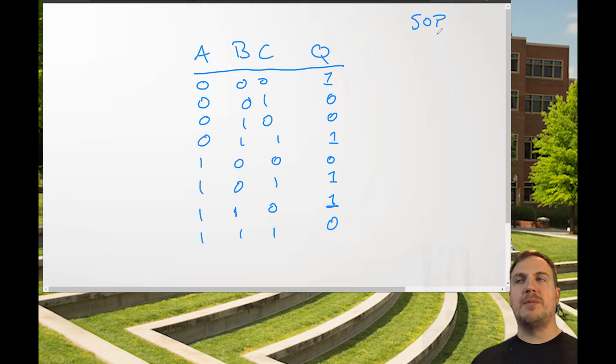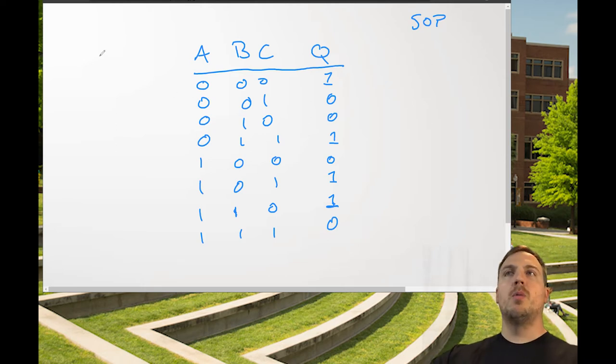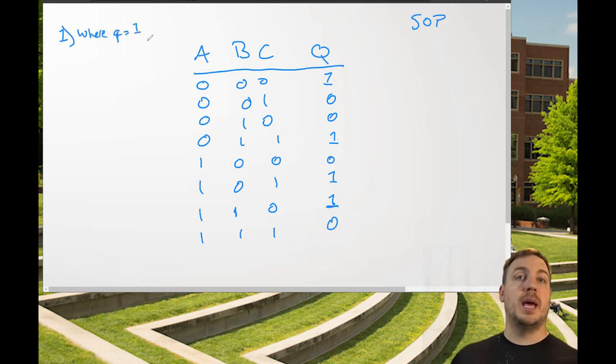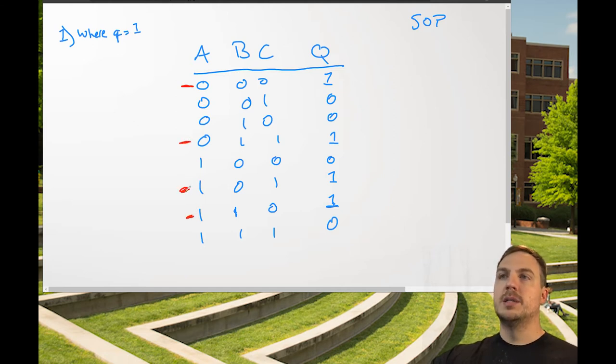There's a couple rules that we have to think about with sum of products. Number one, we're looking at where Q is equal to 1. Those are the only rows we care about. If Q is equal to 0, we ignore those rows. It does not add a term into our circuit equation. Remember, the whole point of this is to draw a circuit equation. You can see we have one row where Q is equal to 1, 2 rows, 3 rows, and 4 rows. So really, these are the only 4 rows that we have to look for in SOP format. That is what we look for first, where the output is equal to 1.